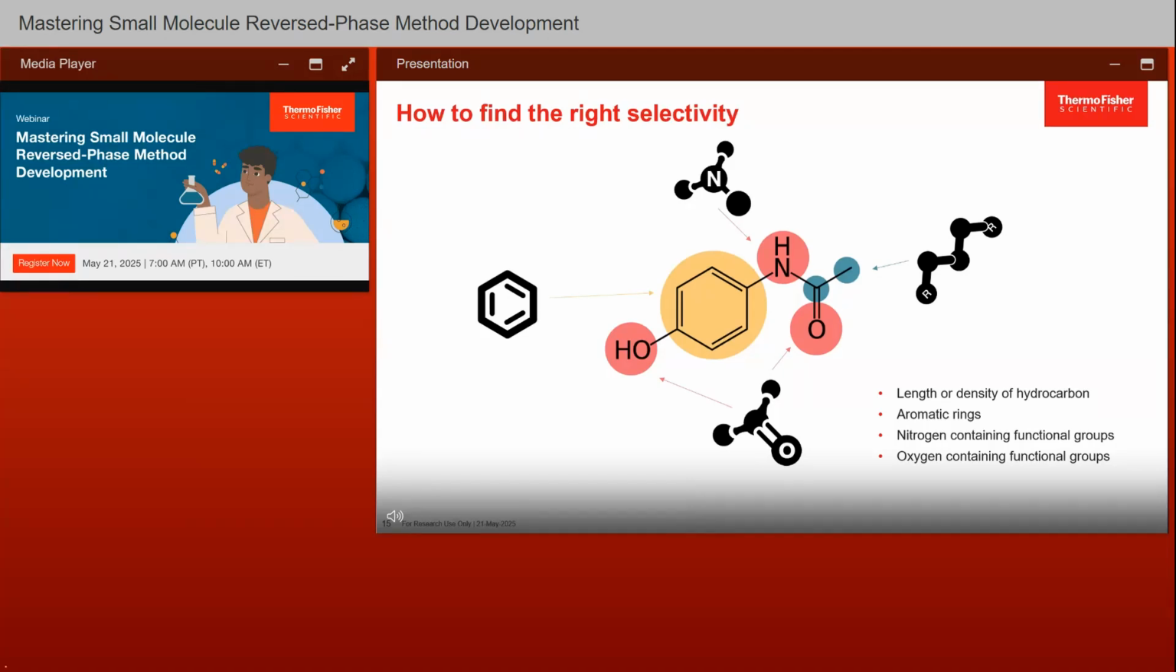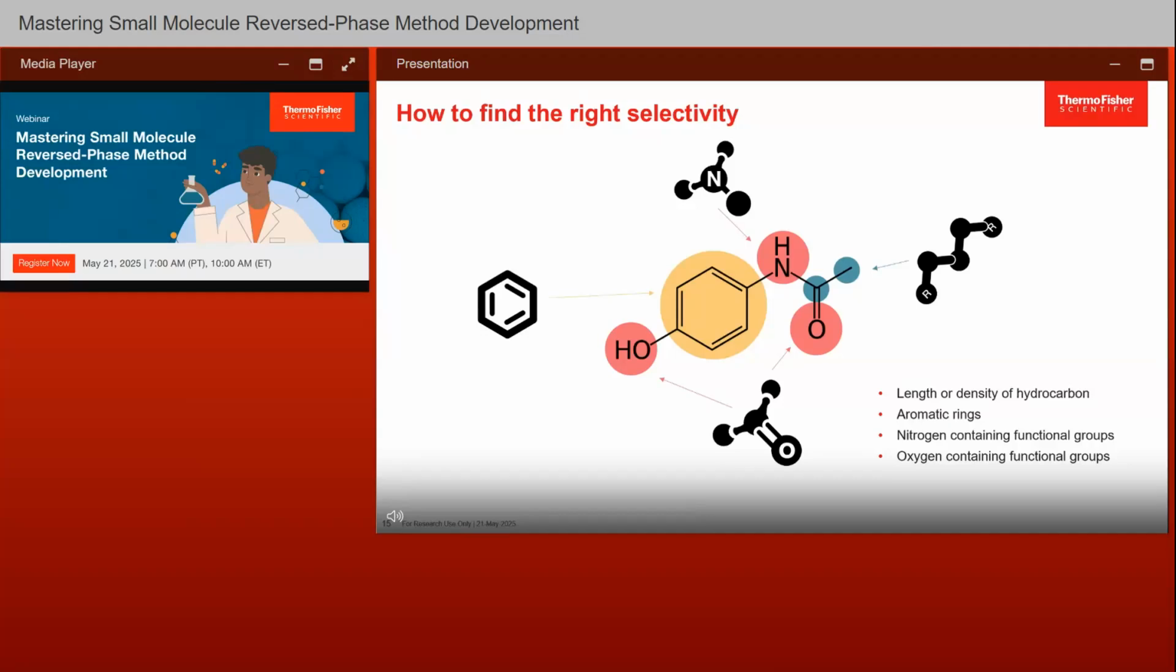Does it have aromatic rings? And that would generate polar aromatic interactions. In this case, it does, and we would expect to get pi-pi interactions if we use a phenyl base. Are we able to get hydrogen bonding capacity with the stationary phase? So in here we have amide and hydroxyl group, and these functional groups can form these types of interactions.